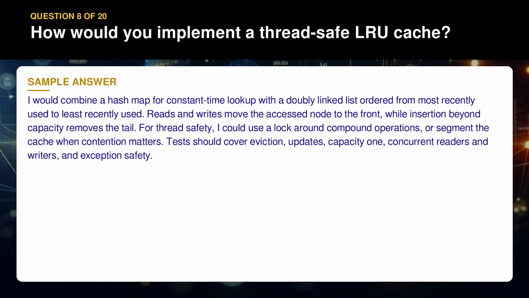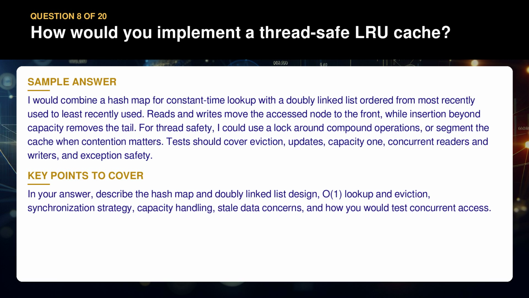Tests should cover eviction, updates, capacity 1, concurrent readers and writers, and exception safety. In your answer, describe the hash map and doubly linked list design, lookup and eviction, synchronization strategy, capacity handling, stale data concerns, and how you would test concurrent access.